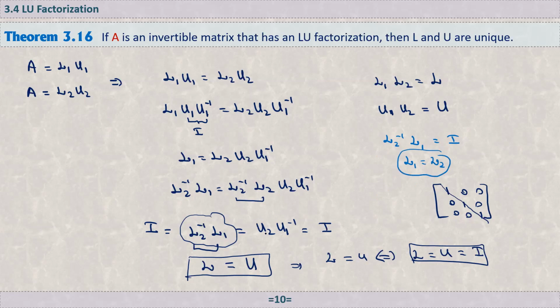In a similar way, from here we can also show that if we multiply both sides by U1, we have that U1 is equal to U2. So that means that our assumption is wrong. These two things cannot be different. Even if it is so, they must be equal to each other, because U1 must be equal to U2. L1 equals L2. What does it mean? It means that this LU factorization is unique.